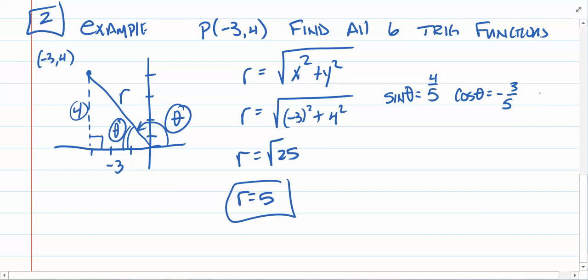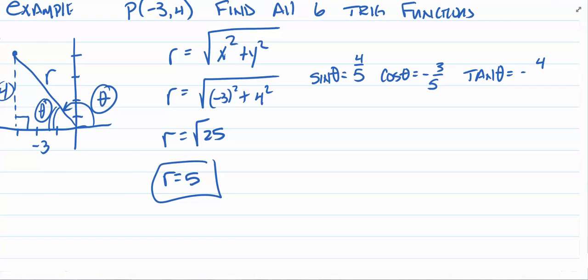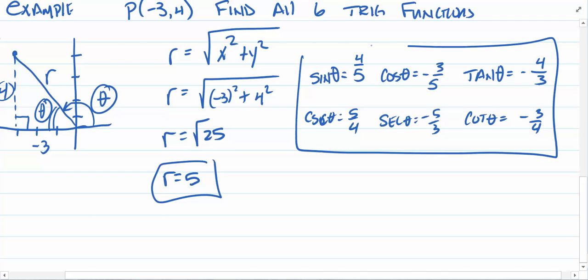Okay, and then the other one we need is what? Tangent, right? Tangent of theta is going to be the definition of y over x, so that's going to be -4 thirds? Yeah, -4 thirds. Okay, good. So if I have those, then I know cotangent of theta, what would it be? -3/4. What would the secant of theta be? -5 thirds. And then what would the cosecant of theta be? 5/4. Awesome. So that is what we're looking for.